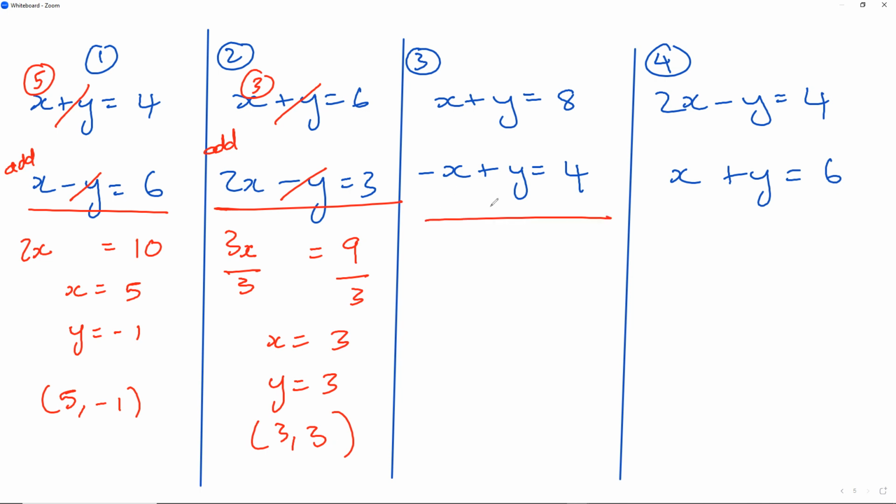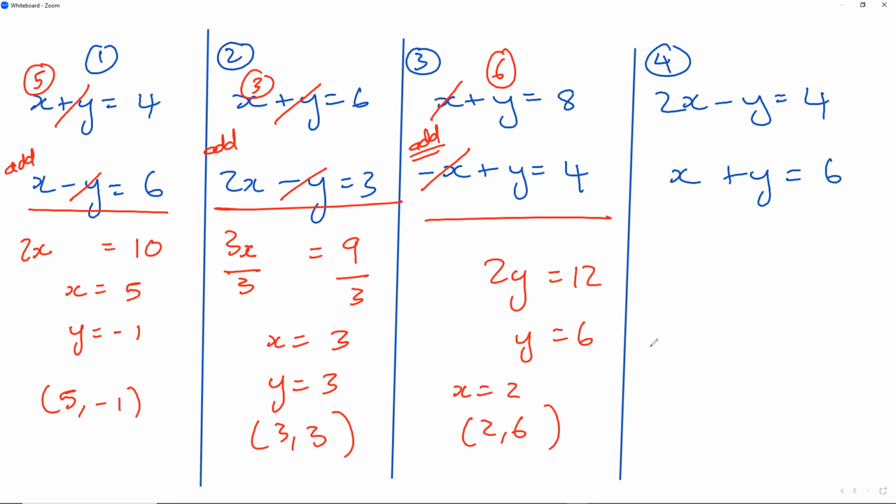The next one, I can also add, but in this case, x will disappear. Y plus y becomes 2y. 8 plus 4 becomes 12, so y equals 6. If I replace the first equation with 6, 2 plus 6 is 8. So x equals 2, and I'm done there.